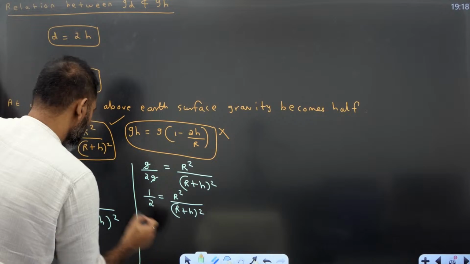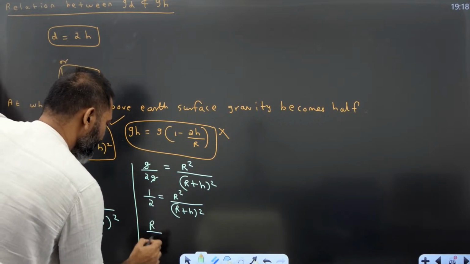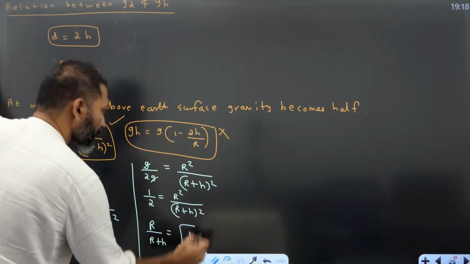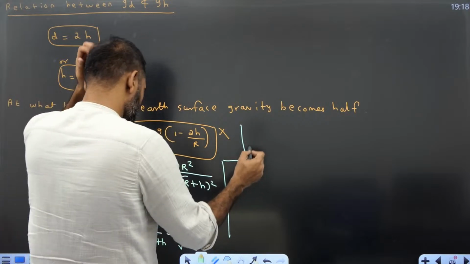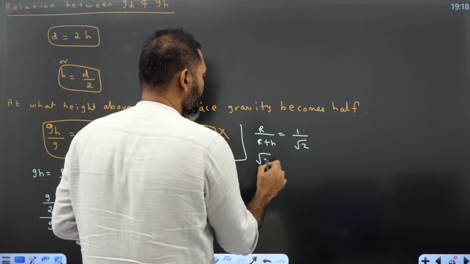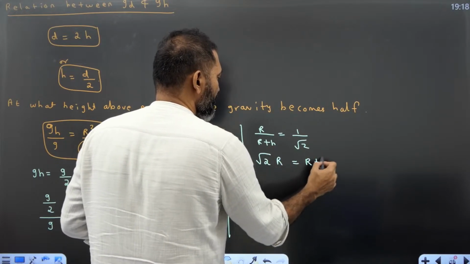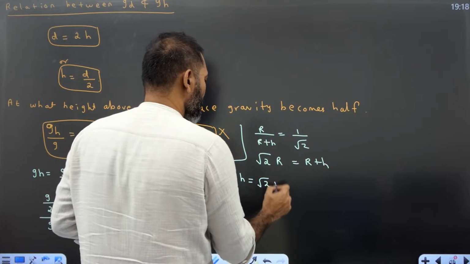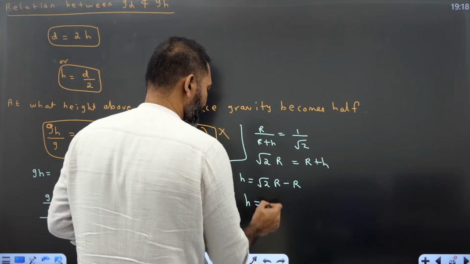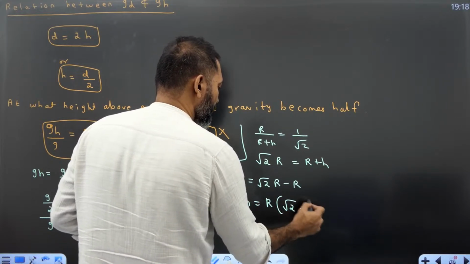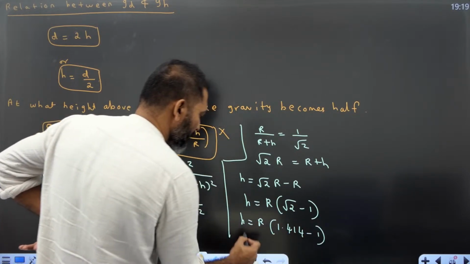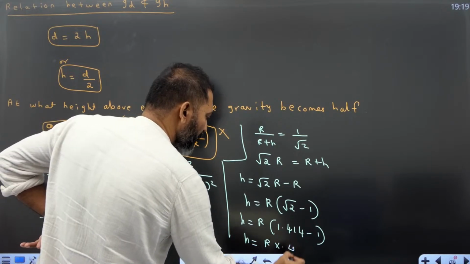So R by R plus h is equal to root 1 by 2. So R by R plus h is equal to 1 by root 2. So root 2R is equal to R plus h. So h is equal to root 2R minus R. So h is equal to, if you take R common, R into root 2 minus 1. So h is equal to R into 1.414 minus 1. So h is equal to R into 0.414.